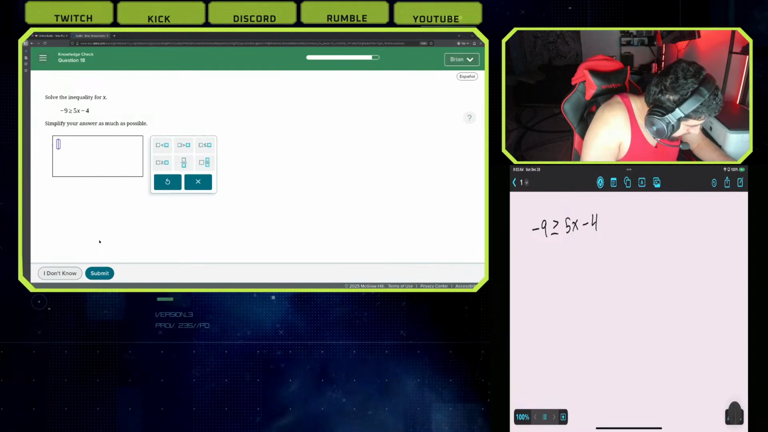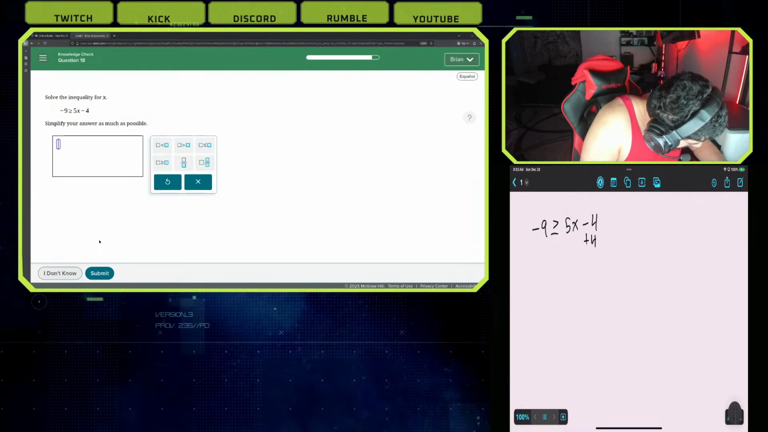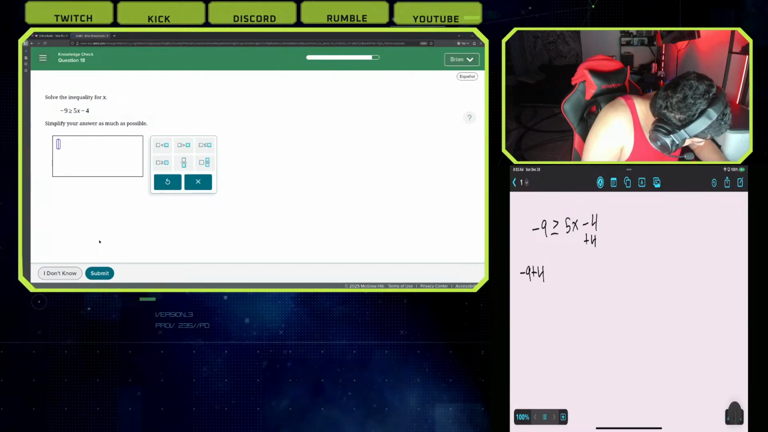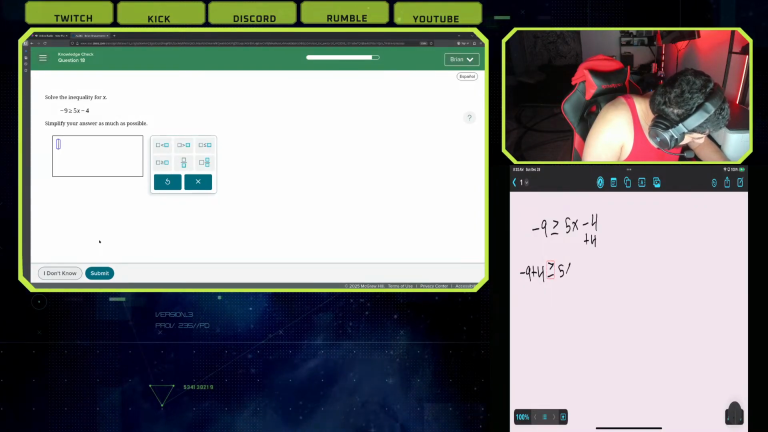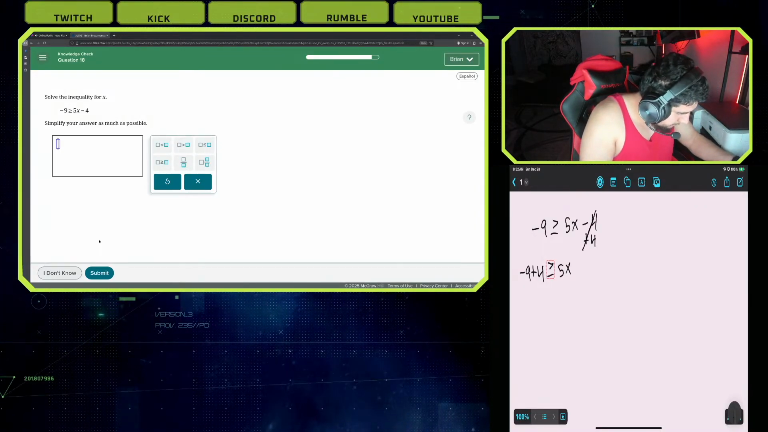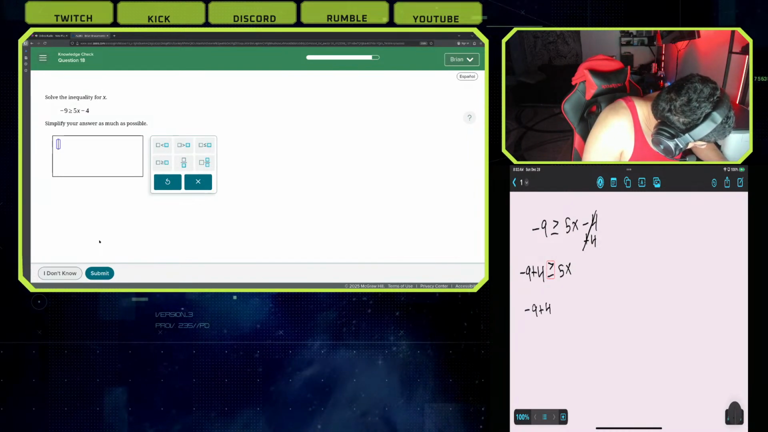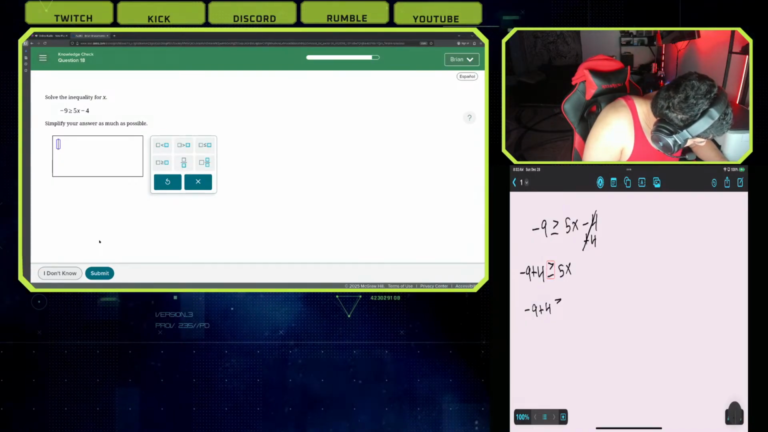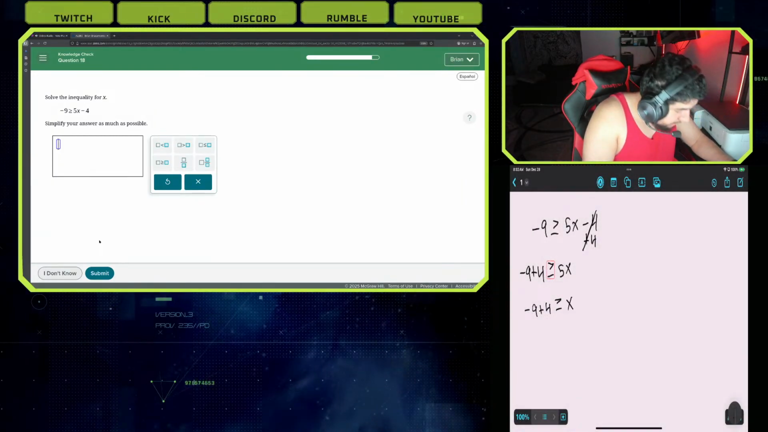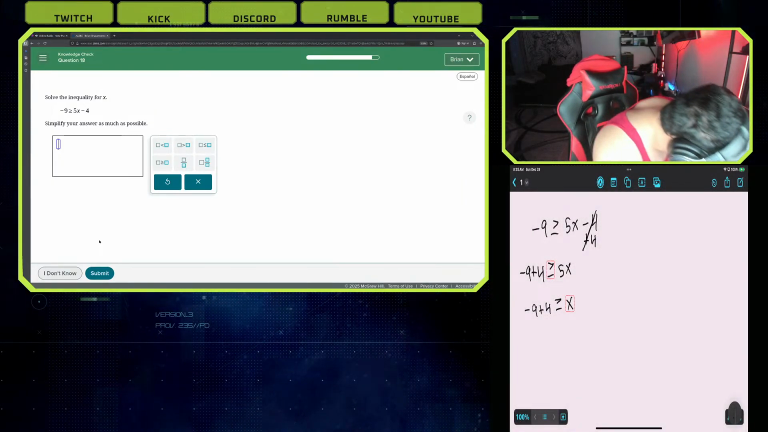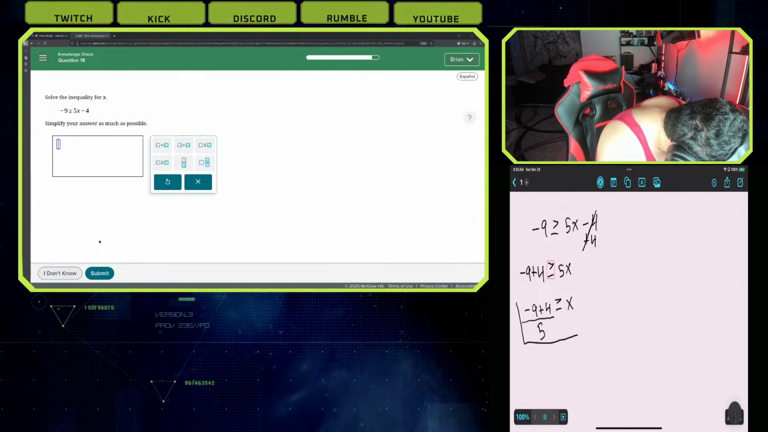Let's see. All right, so we're isolating x. So we're going to add 4 on both sides. So -9 plus 4. We're moving down the symbol greater than or equal to, and then it's 5x because we crossed this out. Now, just write down again, -9 plus 4 is greater than or equal to x, because we're going to get rid of the 5. What's the opposite of multiplication? Division. So we're going to divide the whole thing by 5, and that is the answer right there.